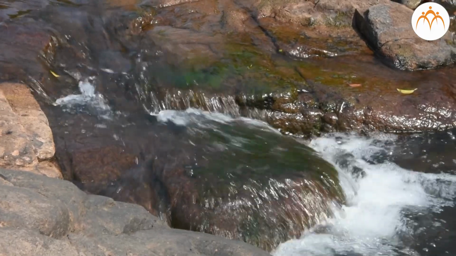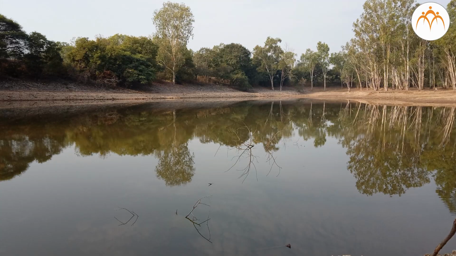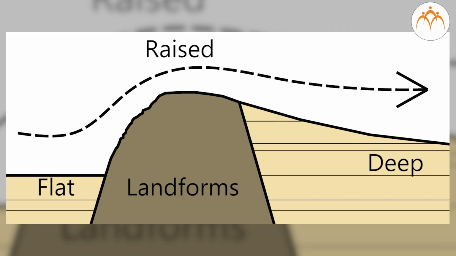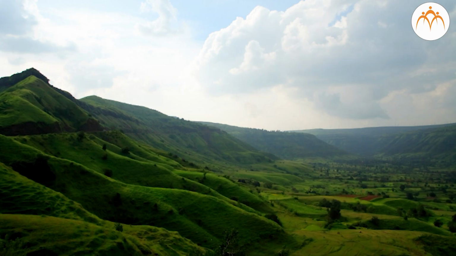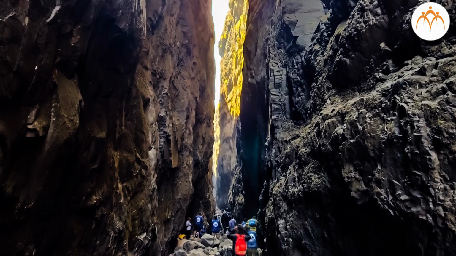Water bodies: springs, streams, rivers, ponds, lakes, bays, seas, oceans are all examples of water bodies. Landforms: the land appears as flat, deep or raised. Mountains, peaks, hills, plateaus, plains, passes, valleys are some of the landforms.